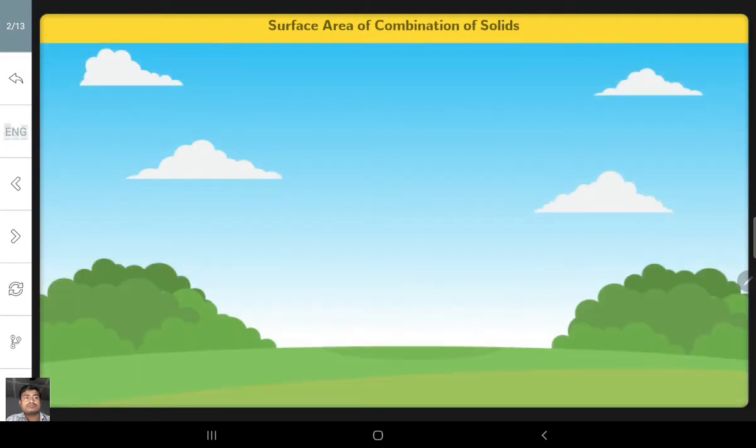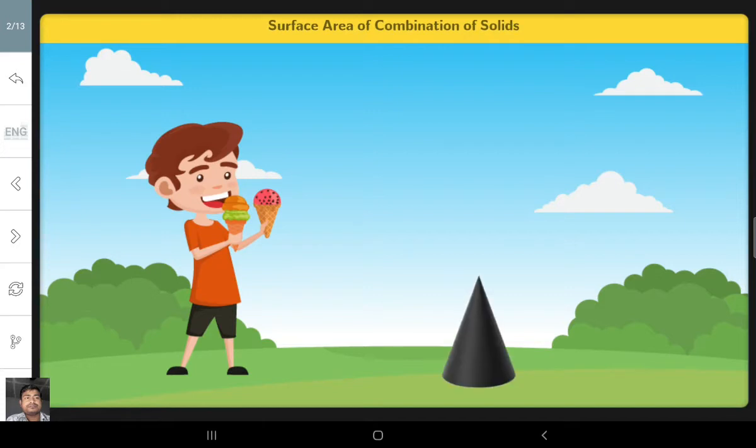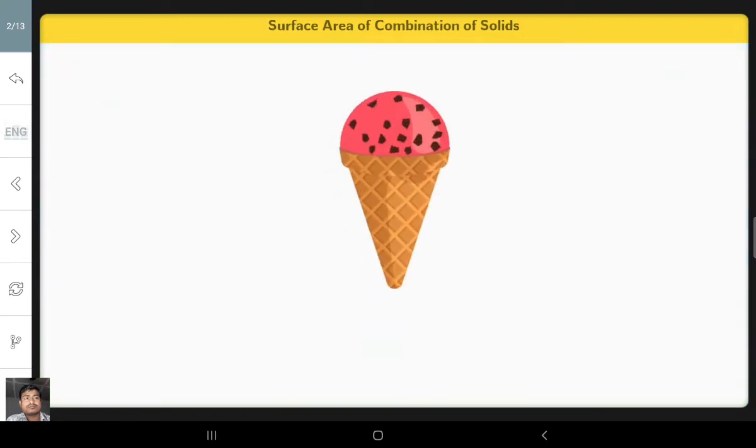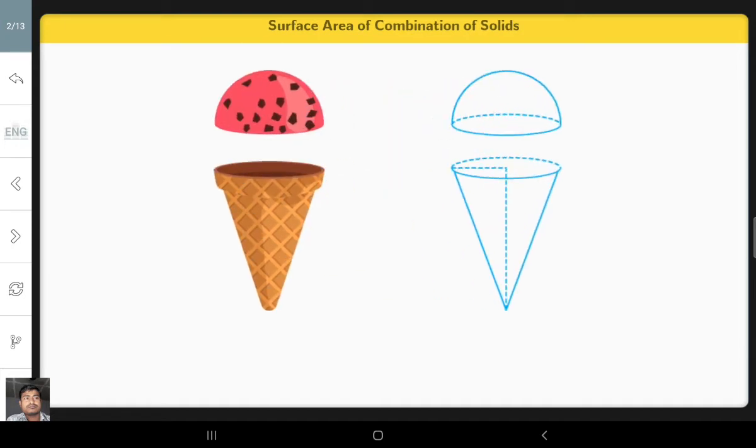In our daily lives, we may come across various objects like an ice cream cone, a tent, a test tube, etc., with shapes different than the basic shapes like sphere, cone, cylinder, and cuboid. These objects are a combination of basic shapes. For example, an ice cream cone may be considered a combination of two shapes: an inverted cone with a hemisphere on top, both sharing the same radius.